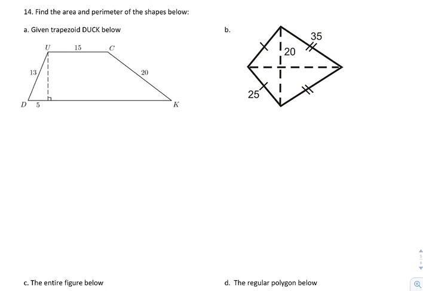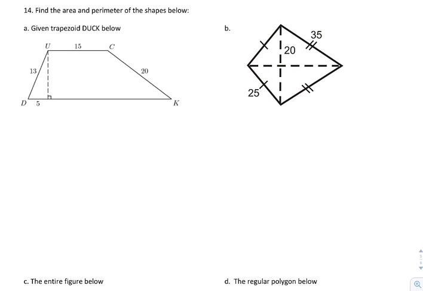So let's see. We've got: find the area and perimeter of the shapes below. We're given this as a trapezoid. So we know the top side is parallel to the bottom side. Well, that means a right angle here means a right angle at top. And of course, we can always draw a perpendicular to a line.